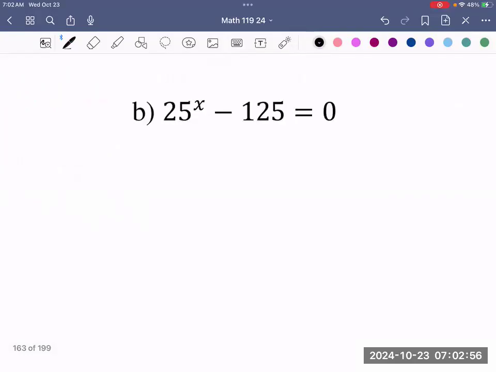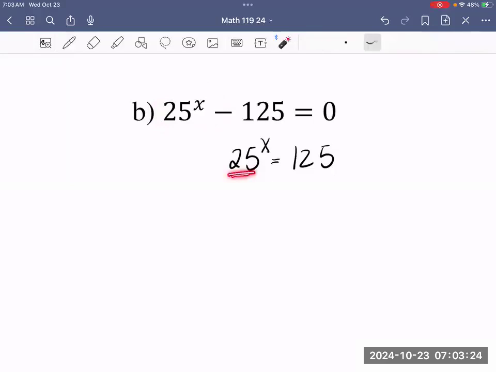We have 25 to the x minus 125. Now notice that your exponential term, this term, is not alone on one side. So we want to get it to one side. So let's go ahead and move 125 over. So we now have 25 to the x is equal to 125. And now we need these bases to match. So what sort of number multiplied by itself a few times will get us to 25, and then again equal to 125? Well, that base would be 5. 5 to the what will get us to 25?